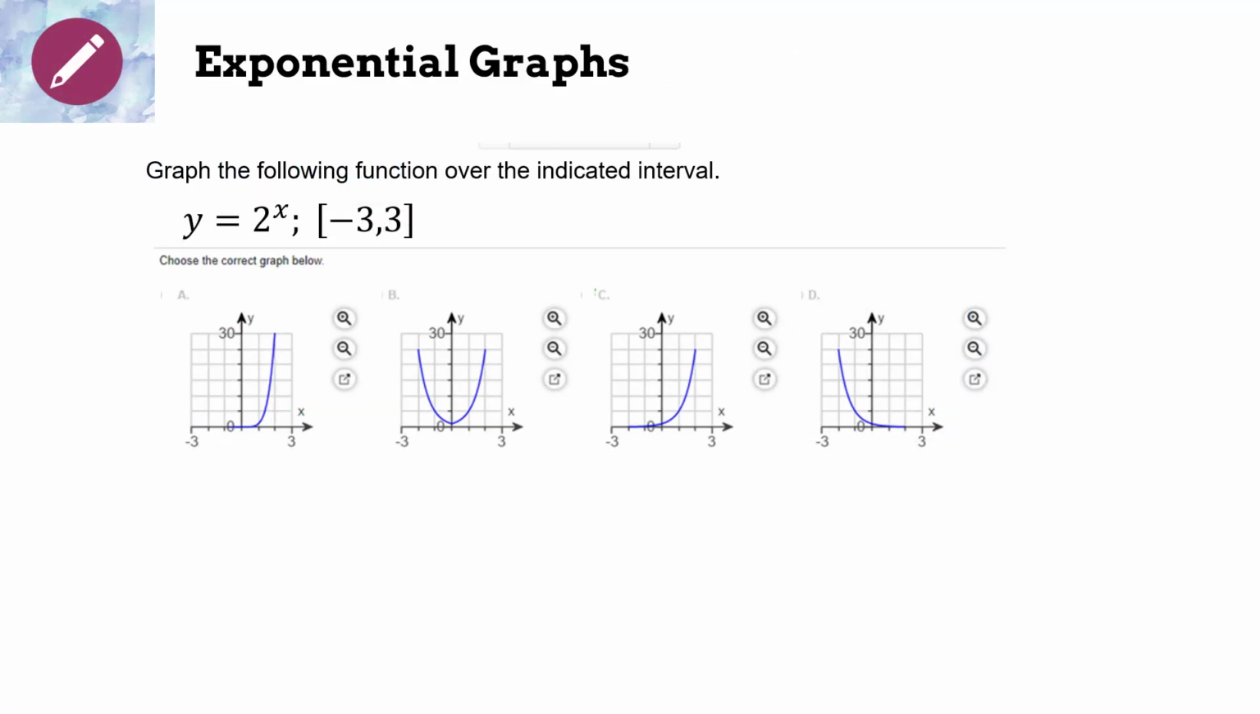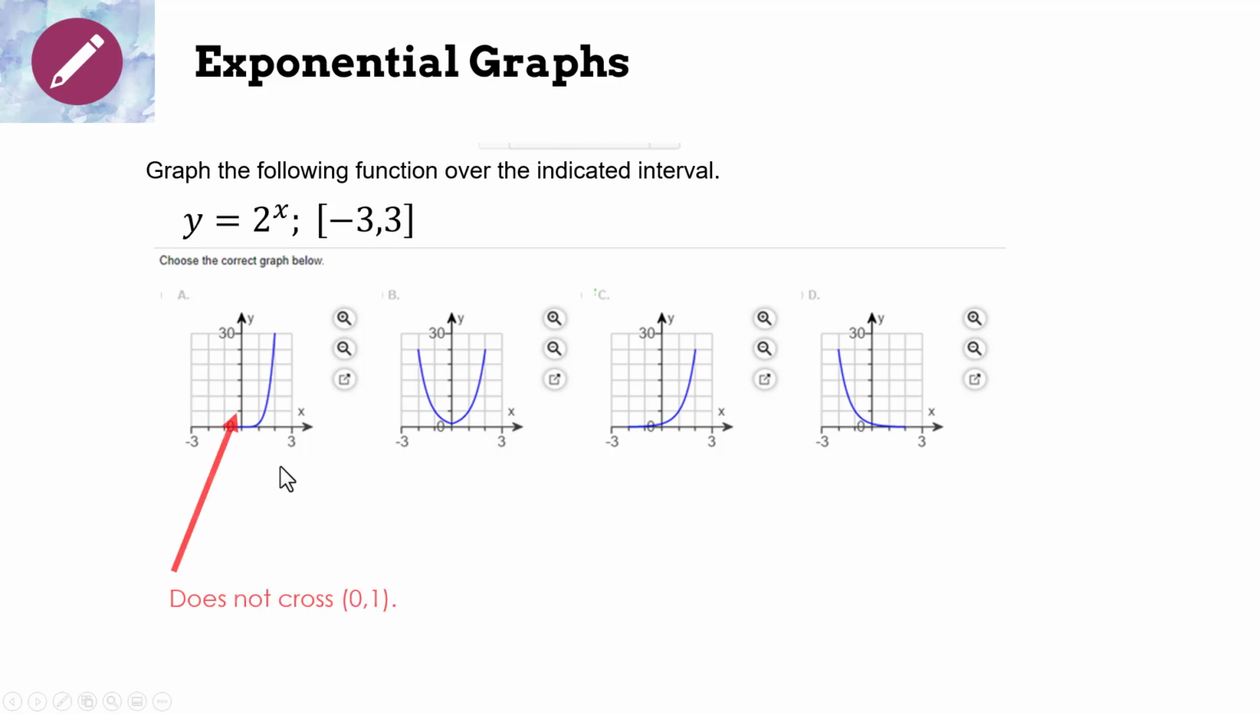Graph the following function over the indicated interval. y equals 2 to the x between -3 and 3. What does this mean, between -3 and 3? You're going to notice that each of these graphs only shows between -3 and 3. We need to choose the correct graph below.